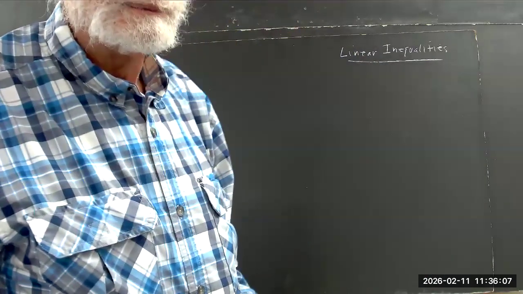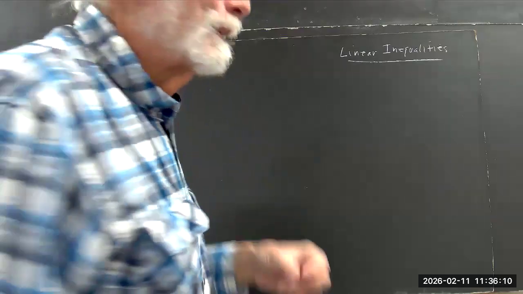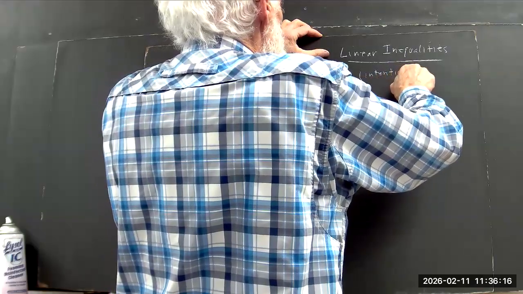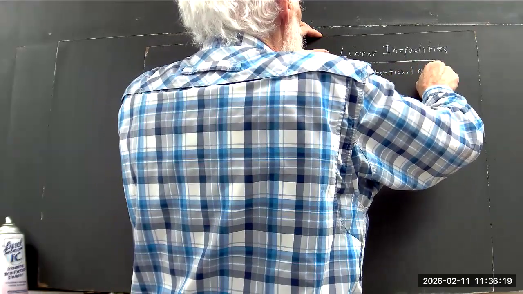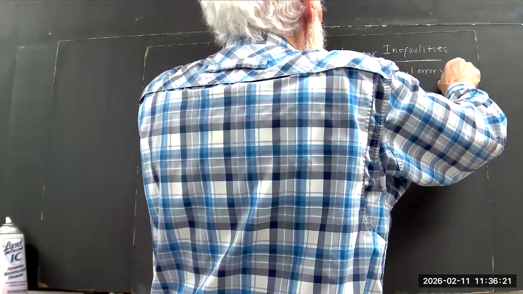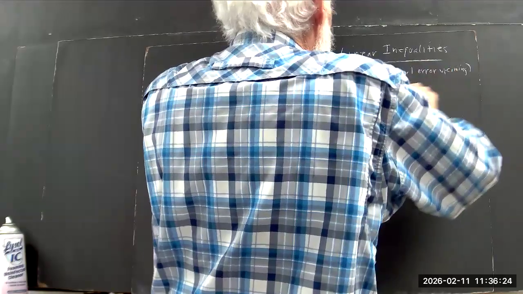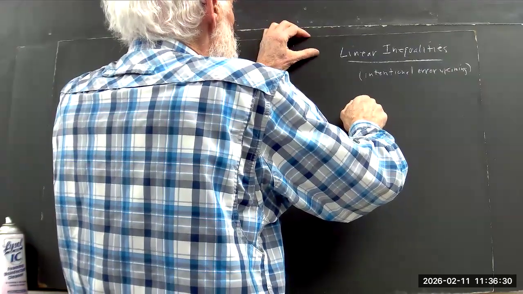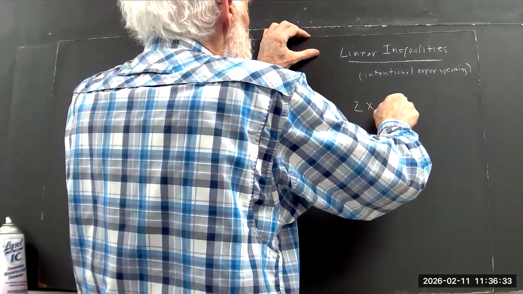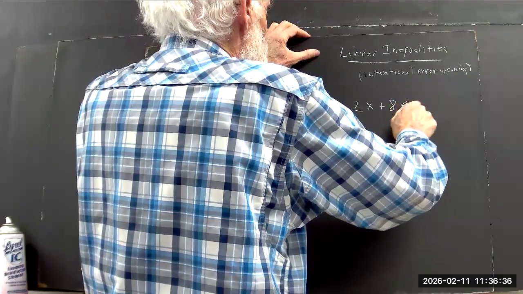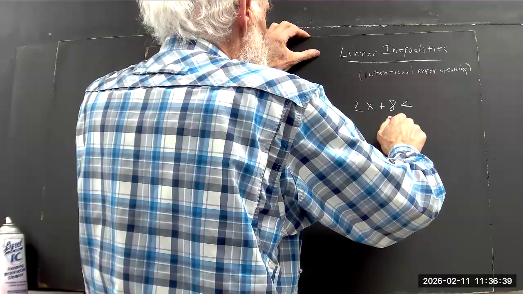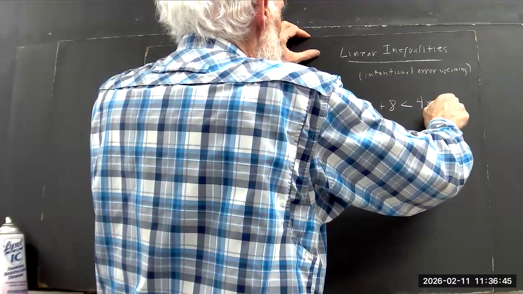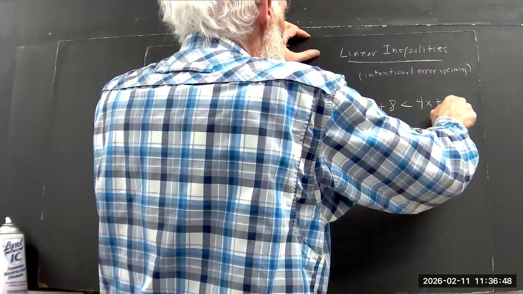Okay, now I'm going to make a mistake. Intentional error upcoming. Okay, I'm going to take the inequality 2x plus 8 less than 4x plus 16.